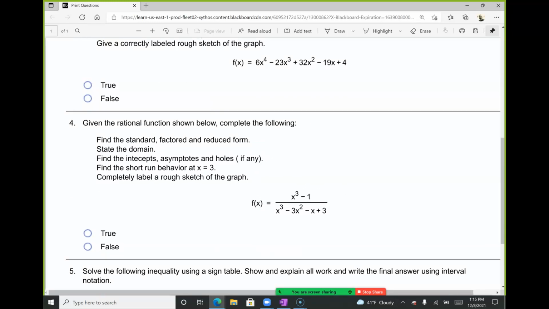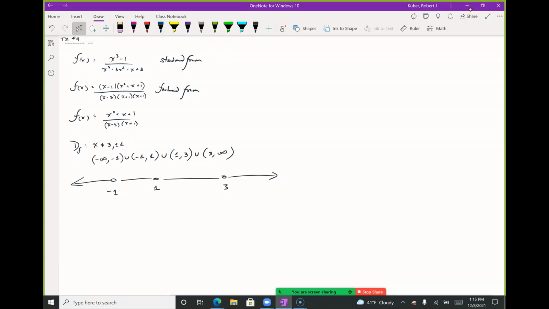So intercepts, asymptotes, and a hole, if any, short run behavior, and label the graph. Almost done today, thank God. So intercepts. I think I got an x-intercept, right? No, I don't, because my numerator is never 0, except at 1, but that's a special case. So I only have a y-intercept at 0, -1/3. Right, I only have a y-intercept.